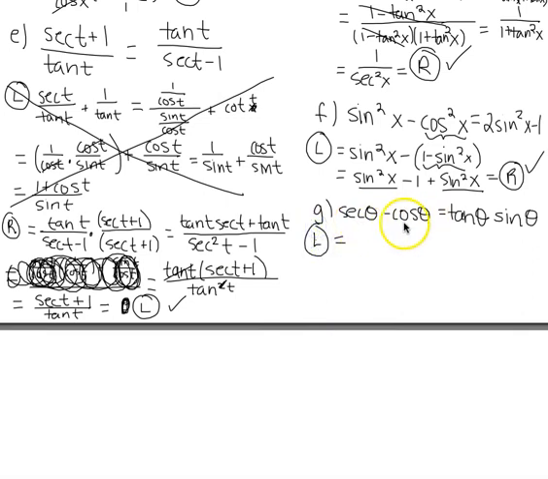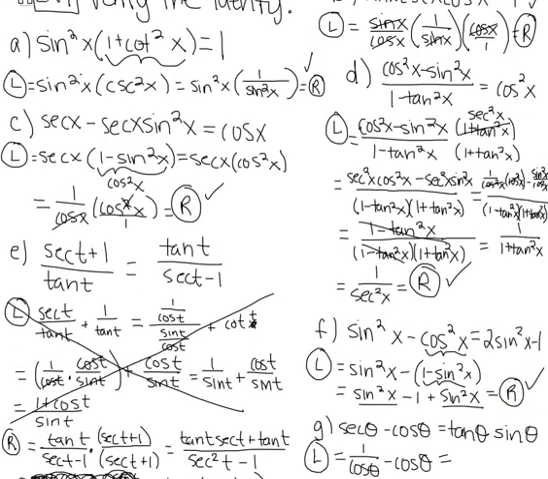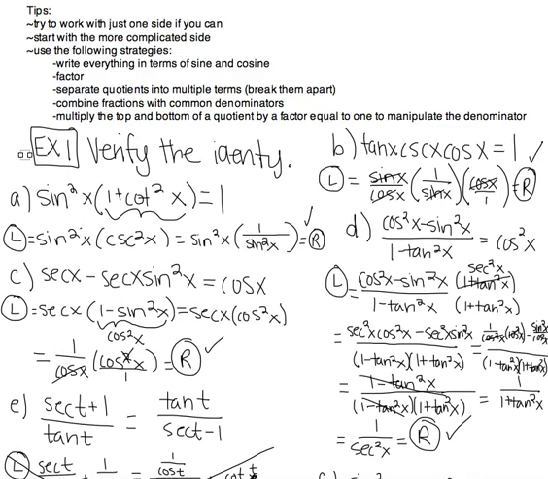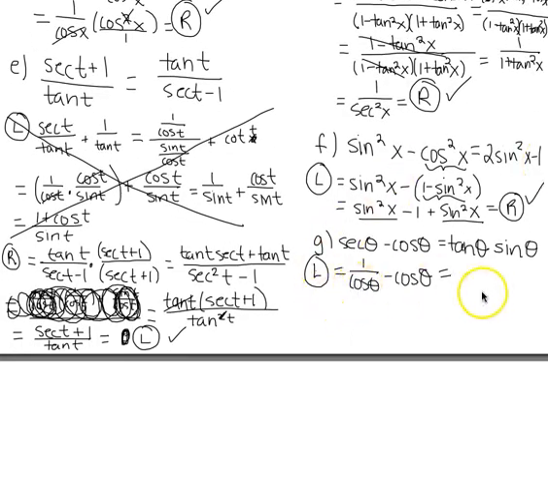So left side, secant minus cosine, none of these are squareds, so no Pythagorean identities are popping out, so I'm going to try the strategy of writing in terms of sine and cosine. So secant theta is 1 over cosine theta. Now I'm going to use a strategy I haven't used yet. I'm trying to show you all of them. So we've done everything except the second to last one, which is combine fractions with common denominators. So here I need a common denominator of cosine, which means that this one's okay. It can stay as is.